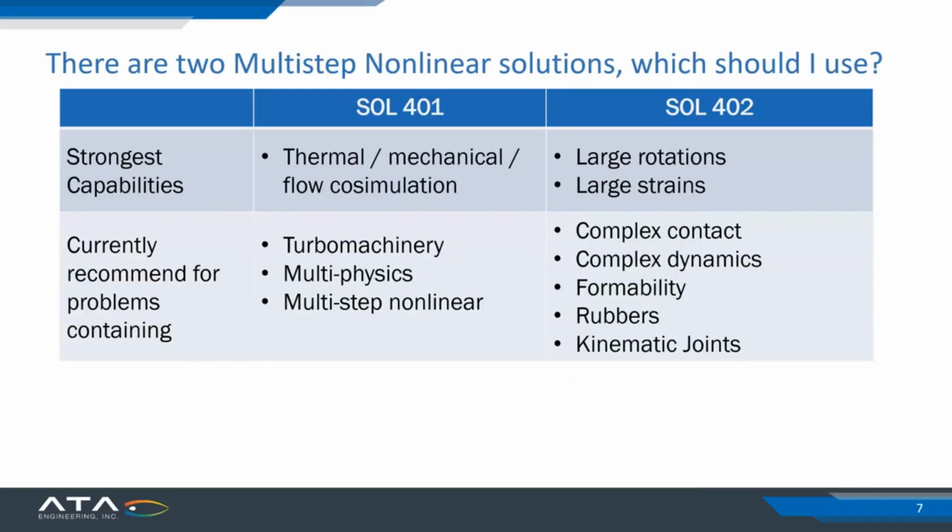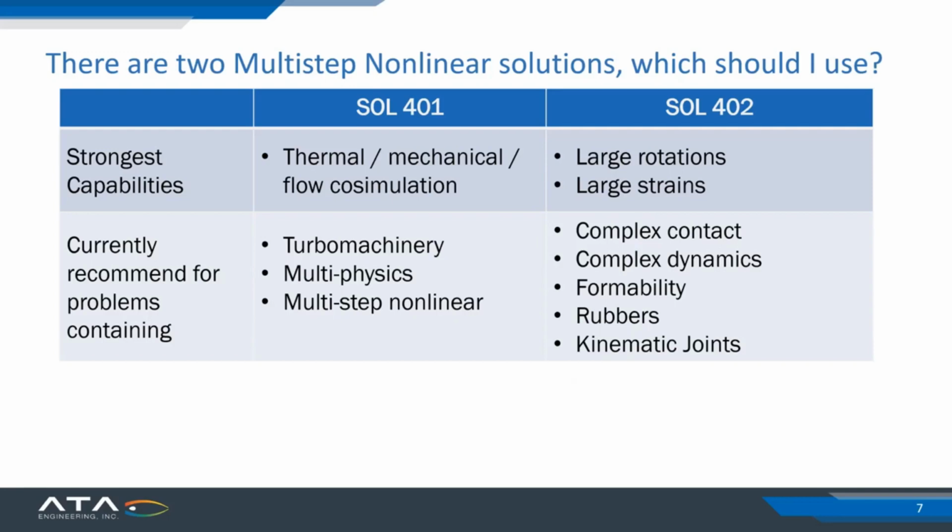So since we are talking about the advanced multi-step nonlinear solutions, and there's two of them, a question that is often asked is which one should you use? Because they both seem pretty capable, and how do you decide which to use? A lot of that comes down to what they were originally started to be built for. There are some that have slightly more strengths than others. So 401, because it's a bit newer of a solver, was designed with co-simulation, multi-physics type problems in mind when they started it. It tends to be better for those types of solutions.